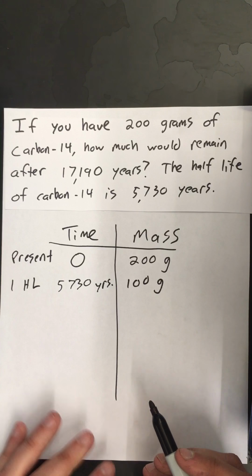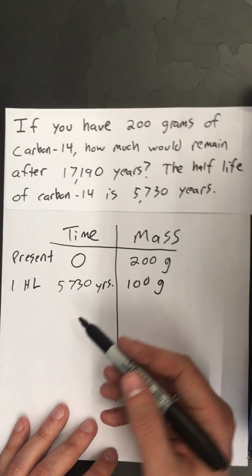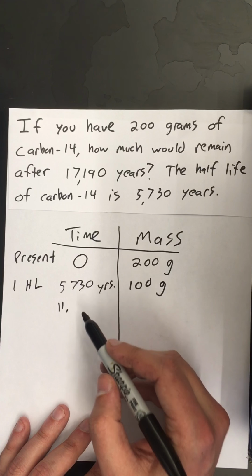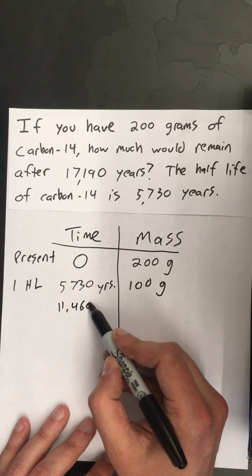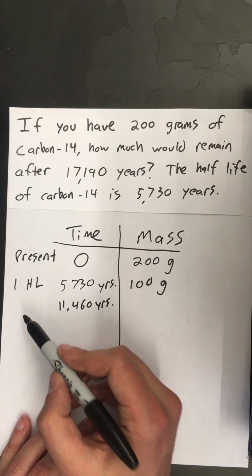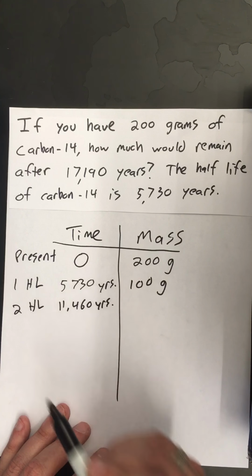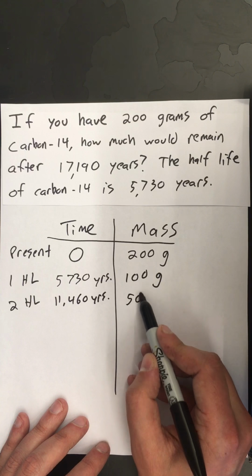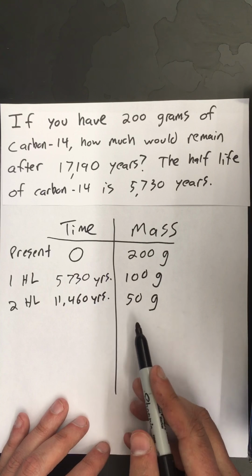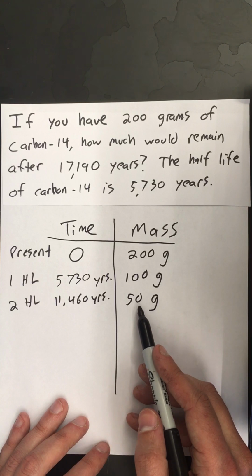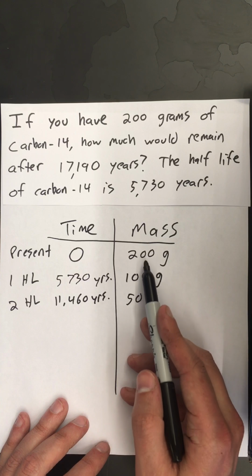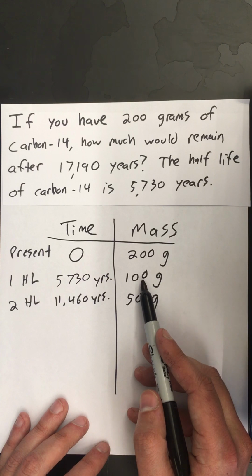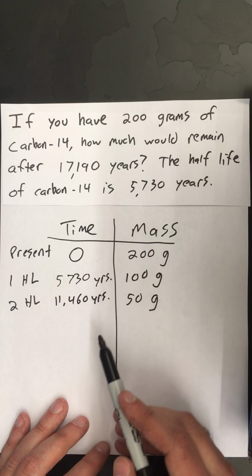Now we're going to keep on going. Our next jump is going to be another 5,730 years. So that'll get us to 11,460 years. That represents two half-lives. And at that point, we would cut that 100 in half. So now we're down to 50. Notice we didn't go to 0 here, because it's not simply subtracting 100 each time, it's taking half of the previous mass. So this time we only really lost 50 grams.